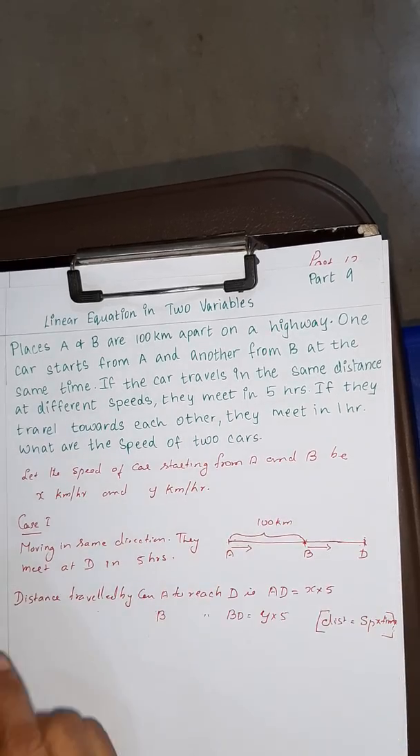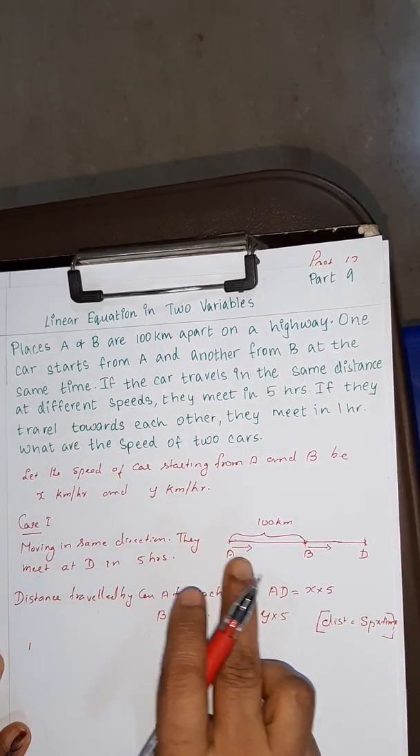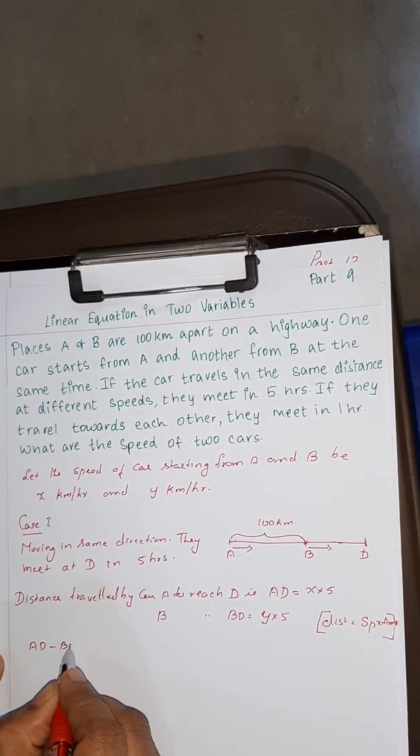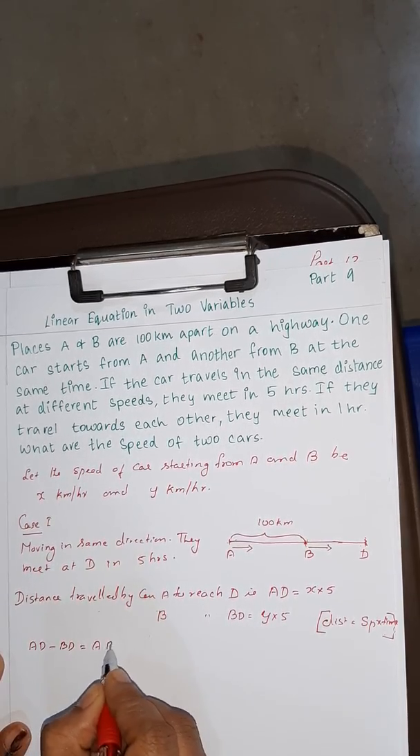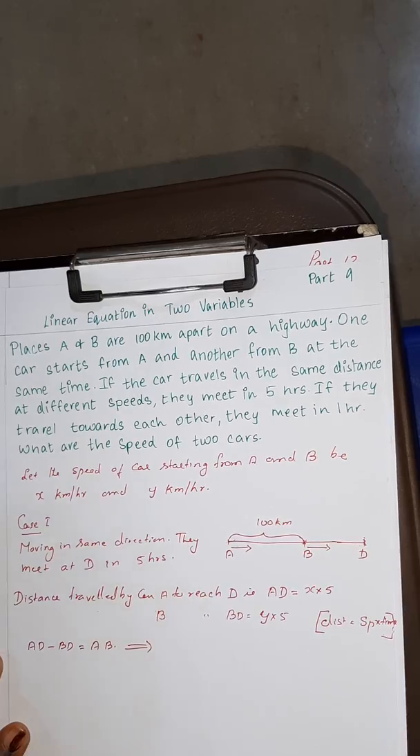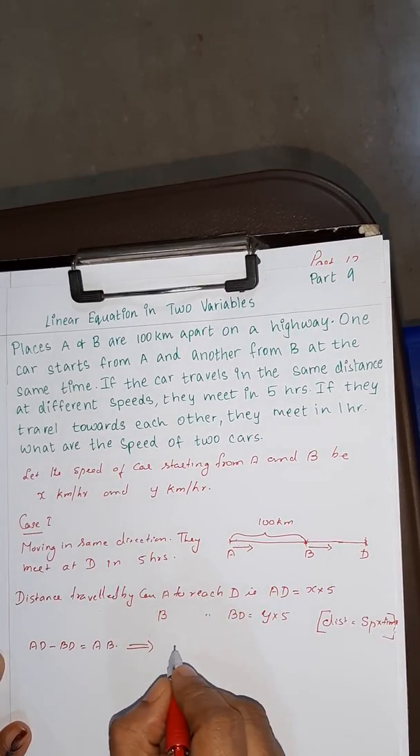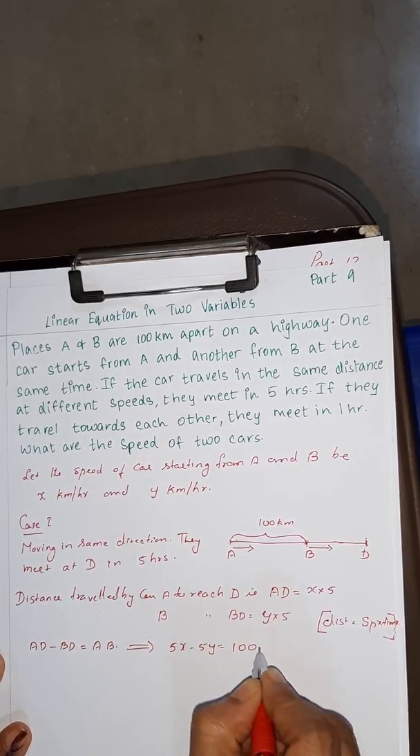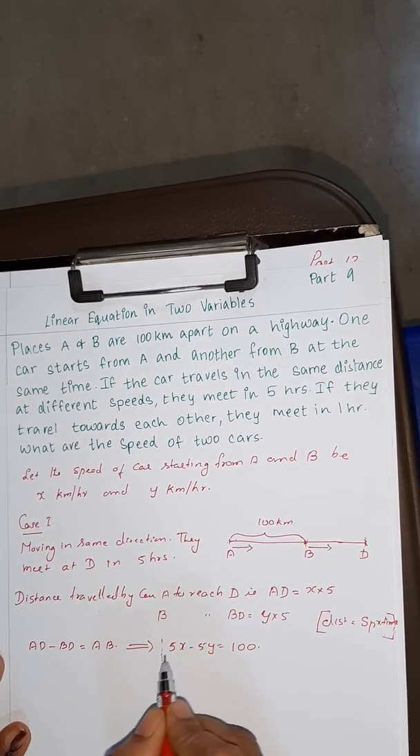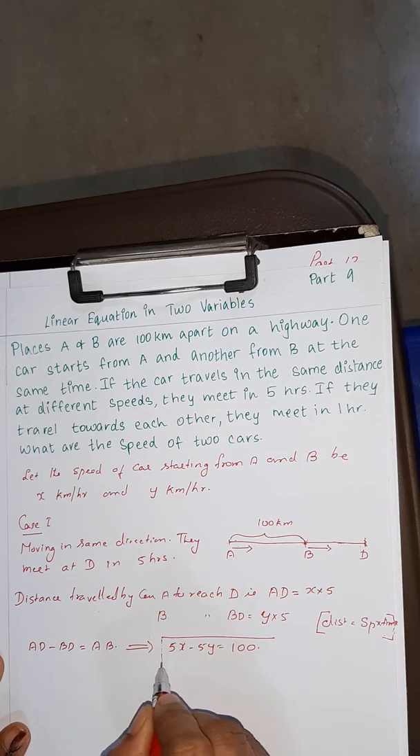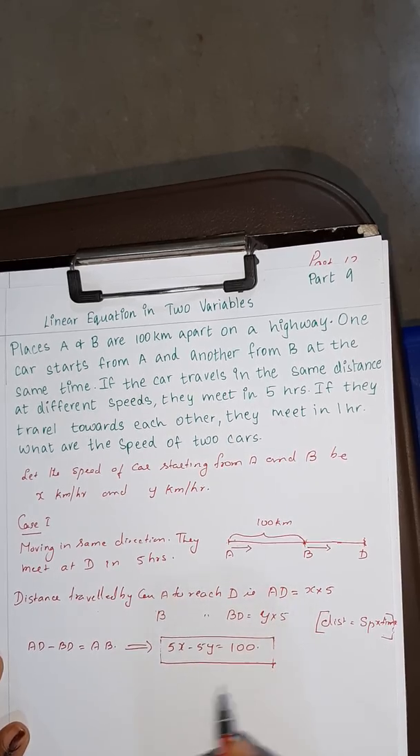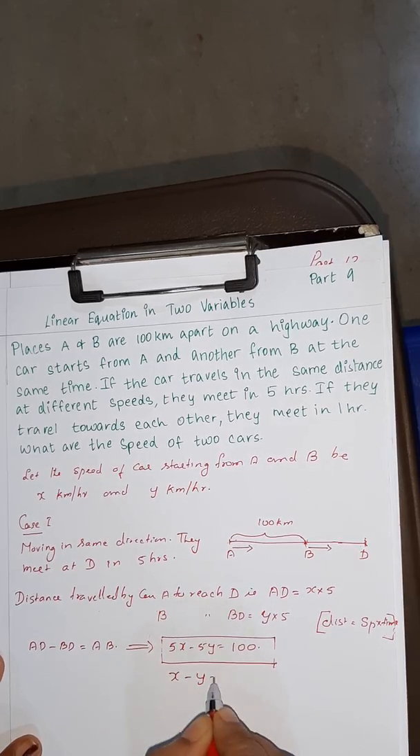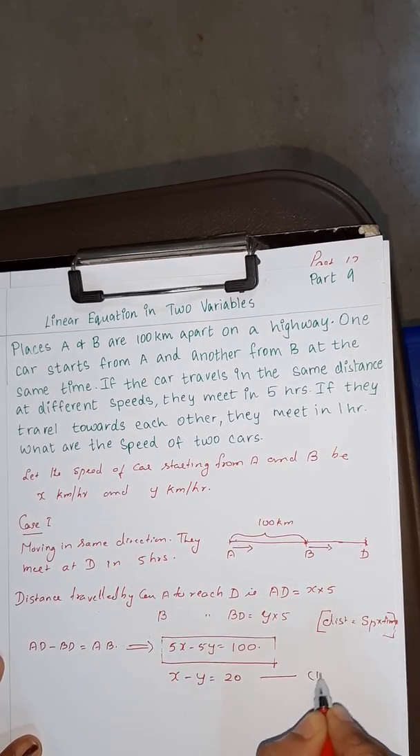Now, we know from the figure AB is 100. So, AD minus BD is equal to AB. So, we can say 5x minus 5y is equal to 100. So, now this is the first equation. If you simplify, I will get x minus y equal to 20.